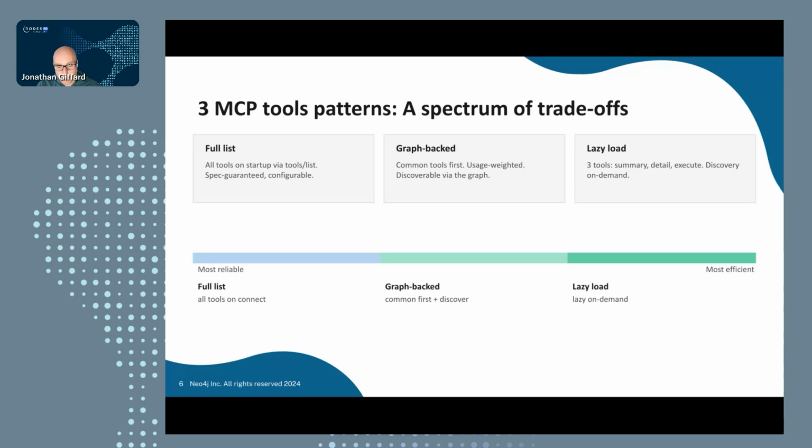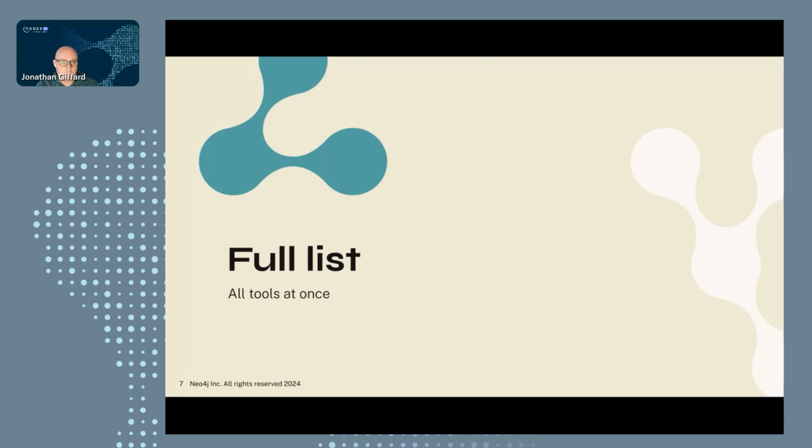And one of the things we have to bear in mind across all of these is a model doesn't always do what you expect. So it turns out it may not always ask. So that's one of the things which you need to bear in mind. So let's jump into looking at each of these approaches in turn. Let's start with the full list.